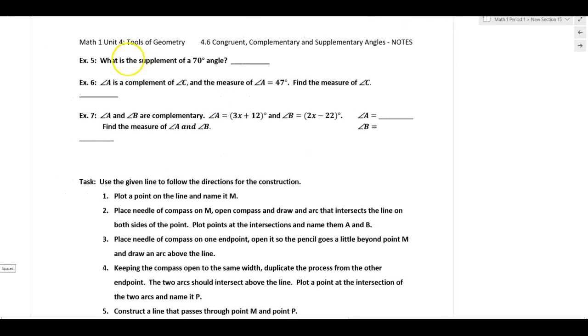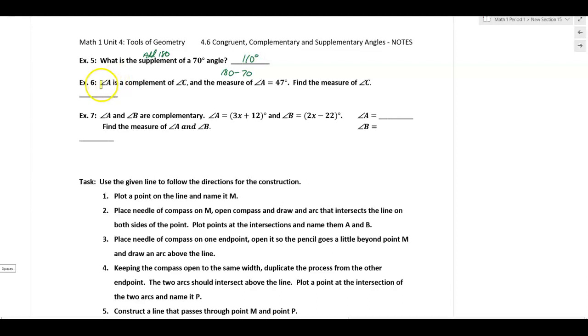So, example 5: what is the supplement of a 70 degree angle? I know supplementary means they add to 180. So I'm going to take 180, subtract the 70 degree angle I have, and the supplement would be 110 degrees.